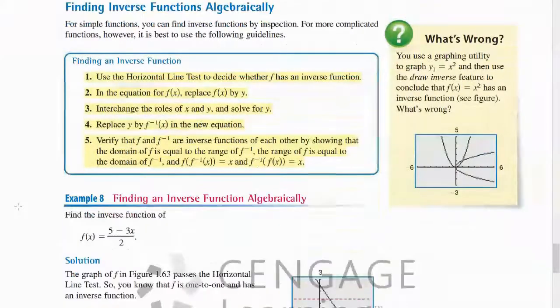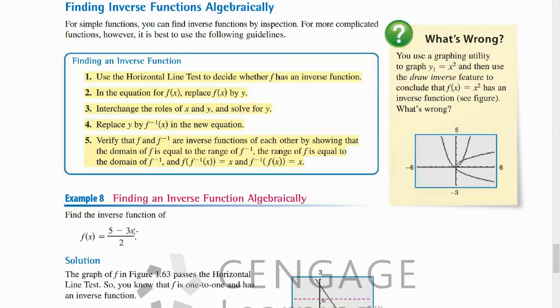All right, so how do you find an inverse function algebraically? They got 5 steps here, but essentially, here's what it boils down to. You're going to make sure it has an inverse by using the horizontal line test. And then instead of using f of x, let's just put a y there to make life a little bit easier. And then to find its inverse, x and y are going to switch places. So where you had a y, you put an x.